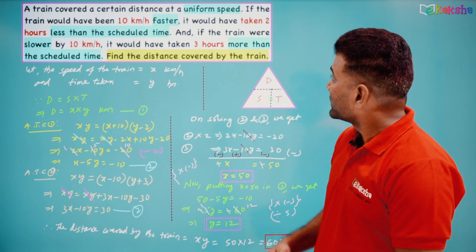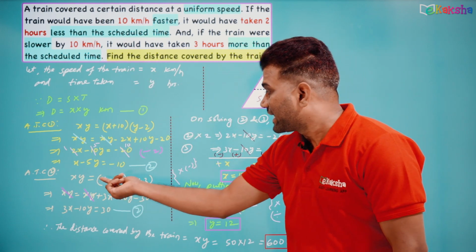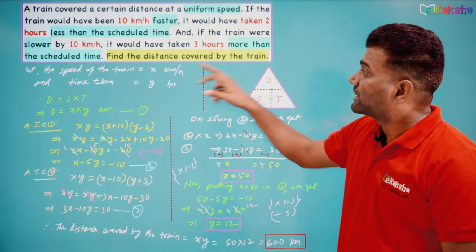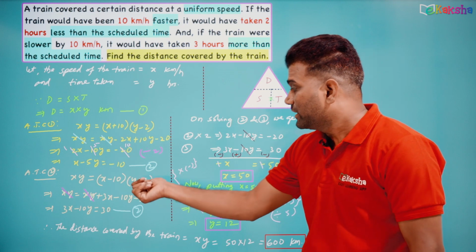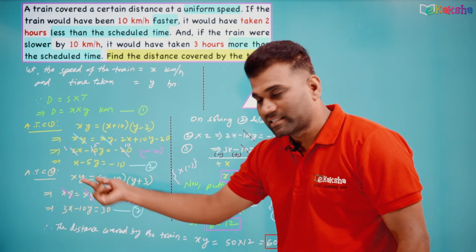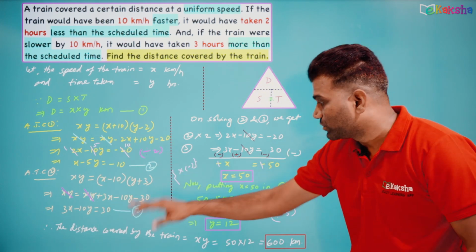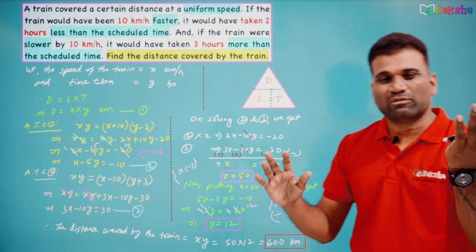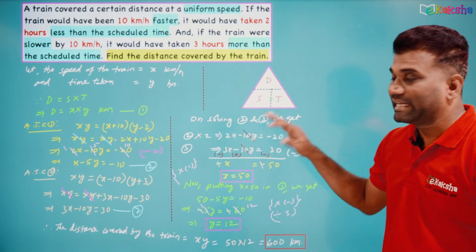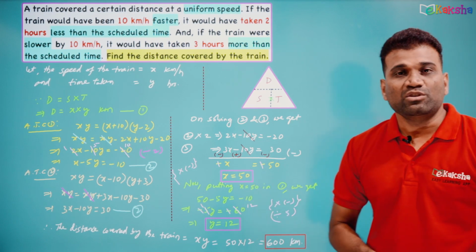According to the second condition, if the train were slower by 10 km per hour, that is x minus 10, then it would have taken 3 hours more than the scheduled time, that is time must be y plus 3. Again speed into time is equal to distance. On reducing this into linear form, we have got another linear equation. On solving these two linear equations by using any one of the methods, whichever method you are comfortable with, you can solve it. Here I have solved by using the elimination method. Here we have got x equals 50 and y equals 12.